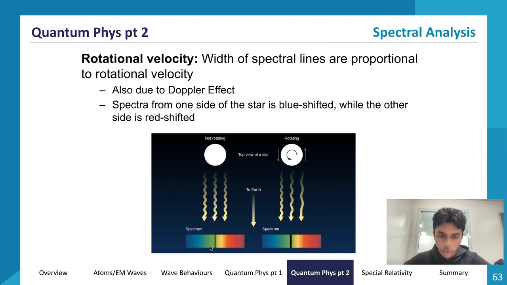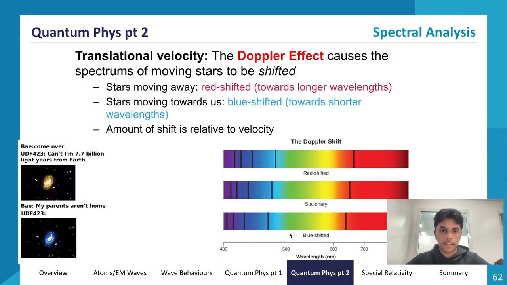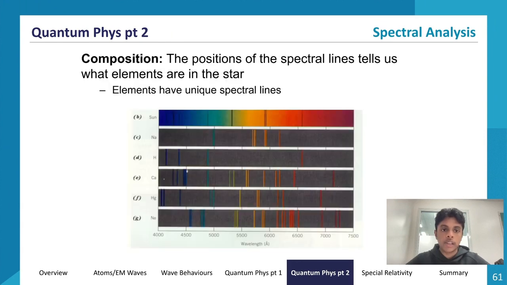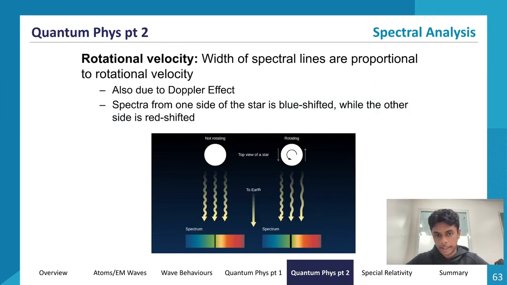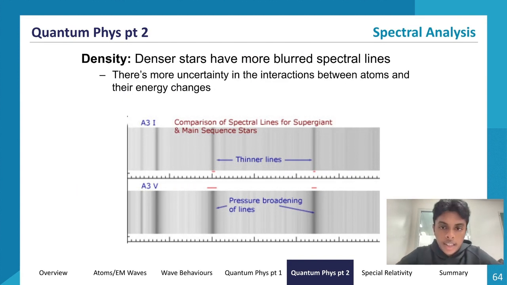In this one, this is a normal spectrum, and if it's rotating, then the spectrum will broaden because one side is blue shifted, the other side is red shifted. So so far we know temperature, composition, translational velocity, and rotational velocity. Next, we can find density as well.